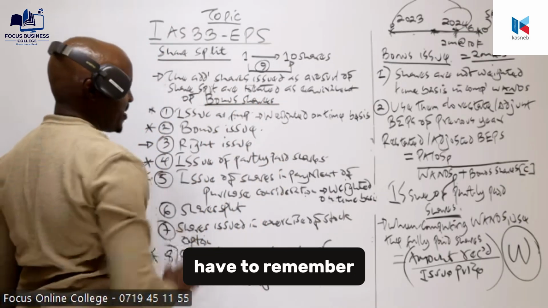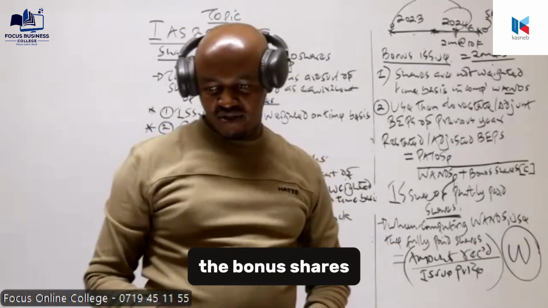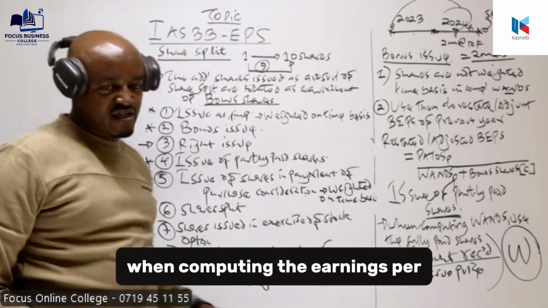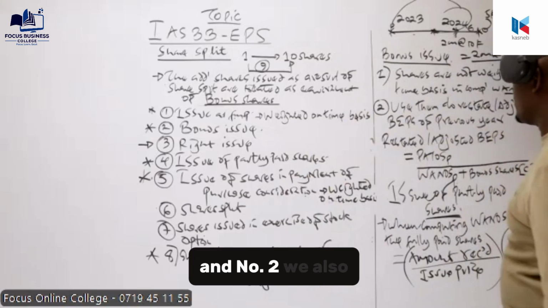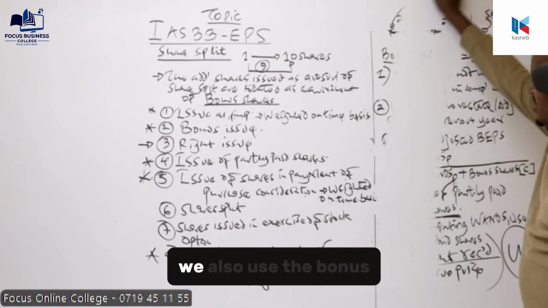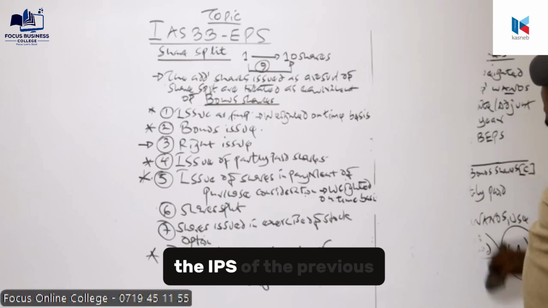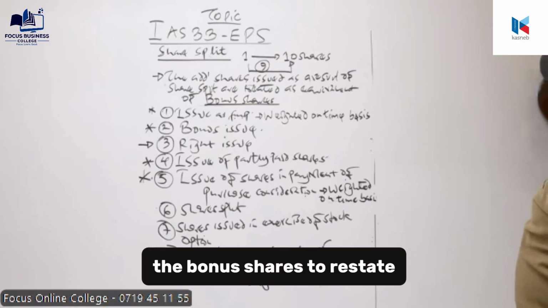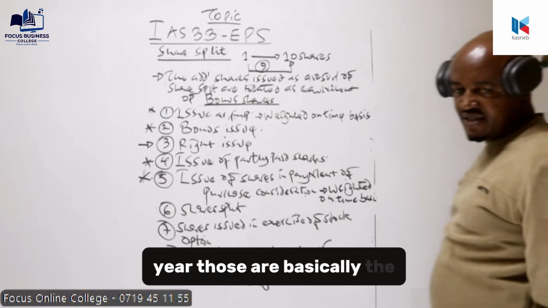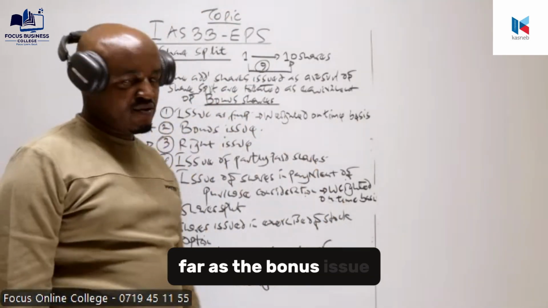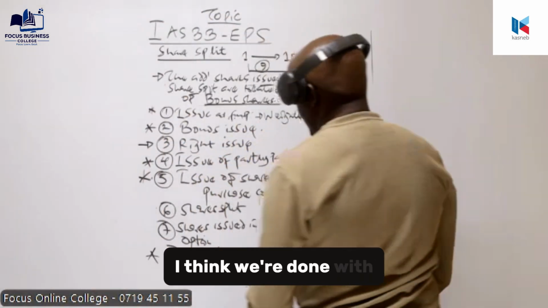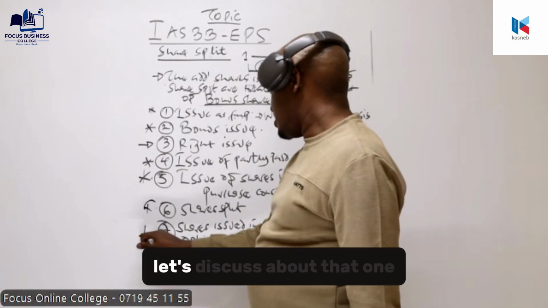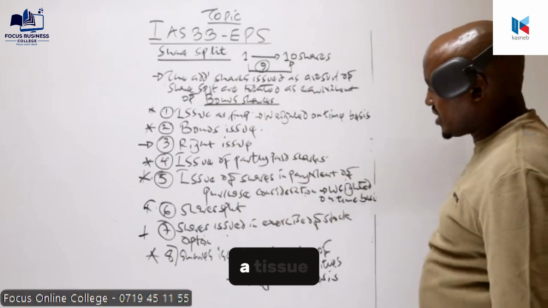Now, in that case, you have to remember what we have said regarding the bonus shares. Number one, we don't weigh them on a time basis when computing the earnings per share. And number two, we also use the bonus shares to restate the EPS of the previous year. Those are the 2 points you need to remember as far as the bonus shares are concerned. I think we are done with that. Yes, let's discuss that one, and then we finalize with the rights issue.